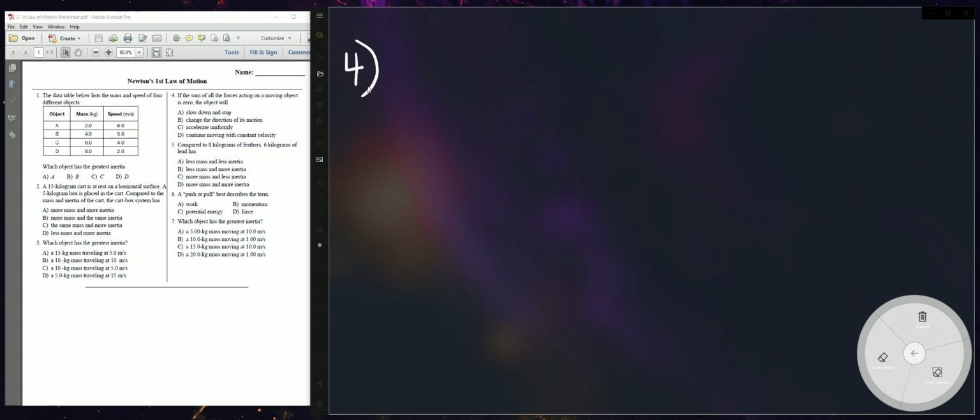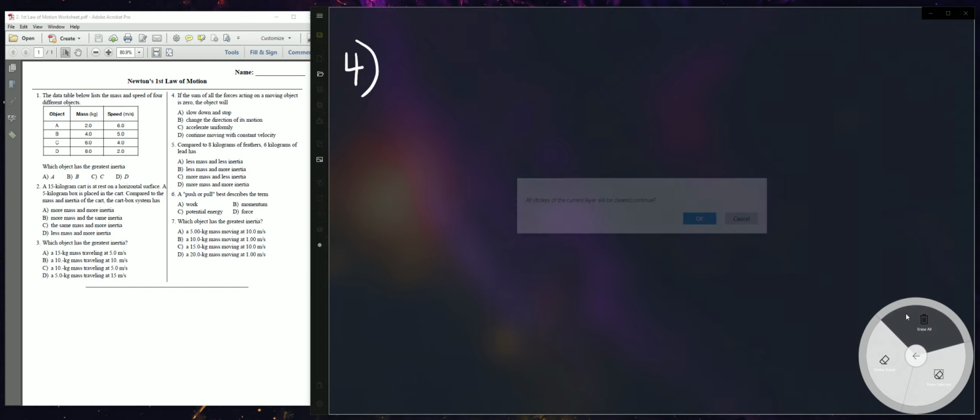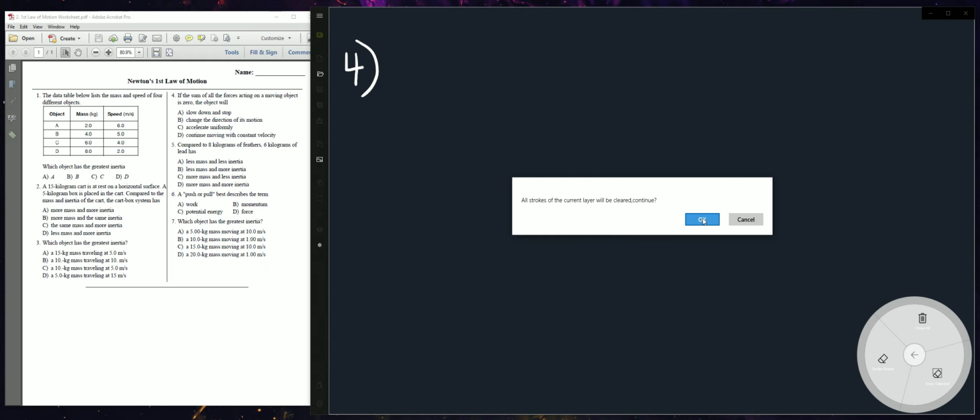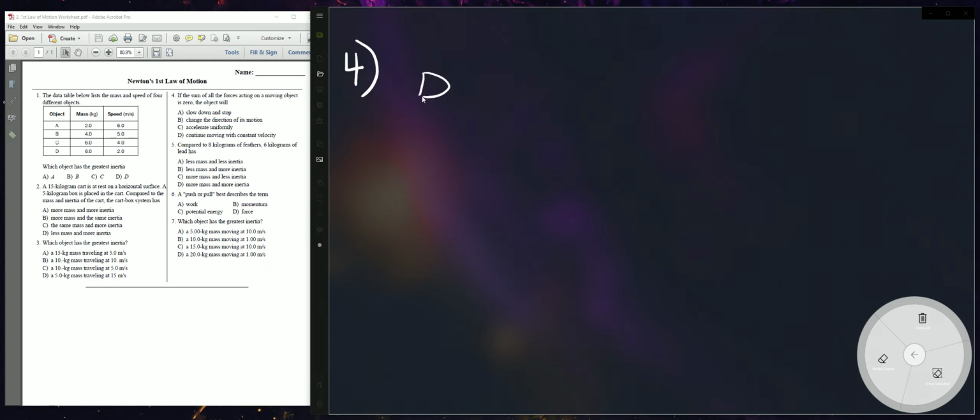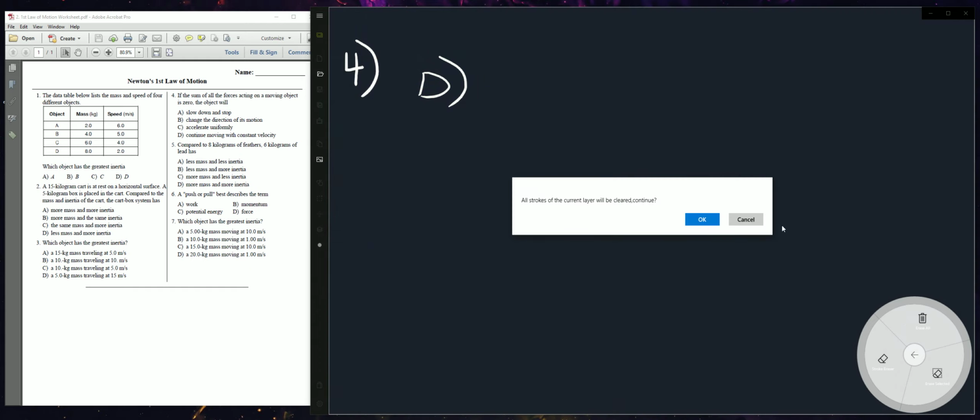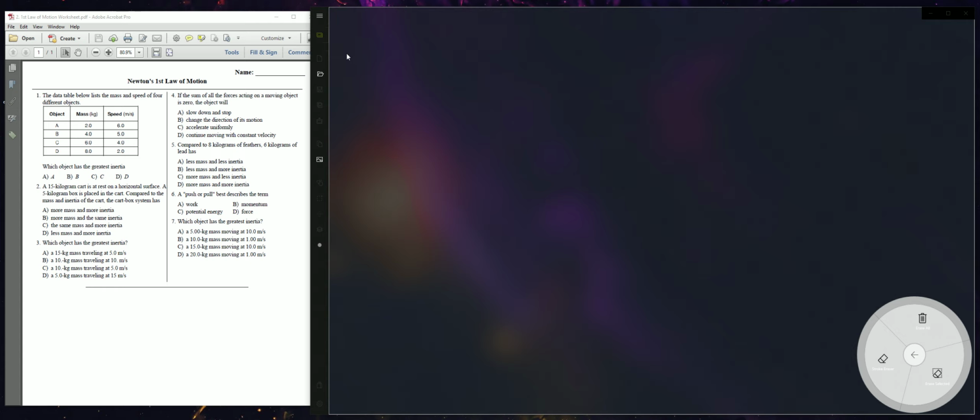Now, number 4 has something to do with equilibrium. I'll talk about it in another video, but for now you can just skip number 4. Just know that the answer for number 4 is D. I'll explain it in the equilibrium video, but you don't need to know how to solve it for now.